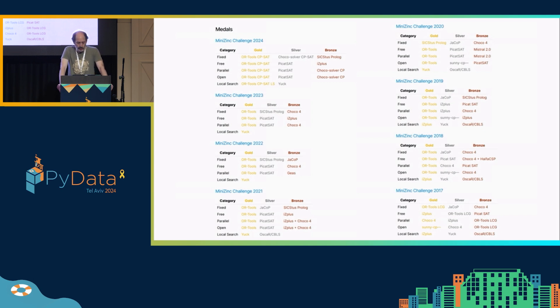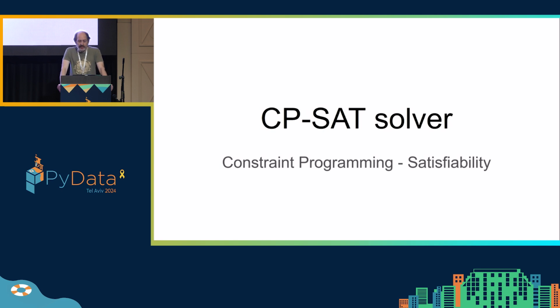So the solver we will talk about today, it started in 2018. And from that day on, it virtually won every category each year in the MiniZinc combinatorial optimization challenge. And we will speak about the CP-SAT solver. CP stands for constraint programming, and SAT for satisfiability.